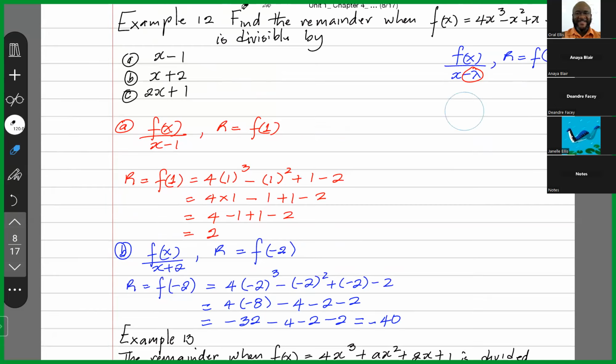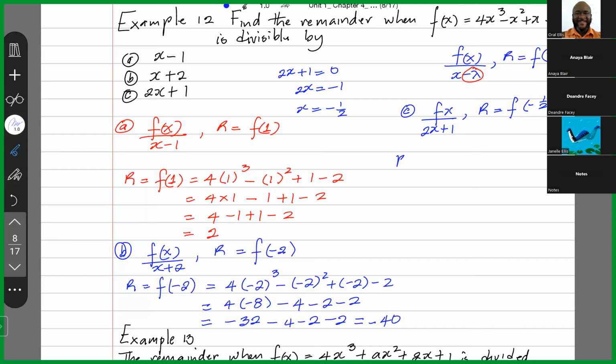All right, the last part. Now, for the last part, which is C, f of x is divided by 2x plus 1. So the remainder is going to be equal to f of minus a half. Well, you could ask, sir, how do you get the minus a half? I told you that what you could do is say 2x plus 1 is equal to 0. So then 2x would be equal to minus 1, and x would be equal to minus a half. So that's one way you could get the minus a half.